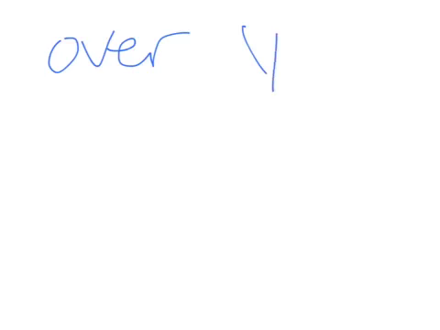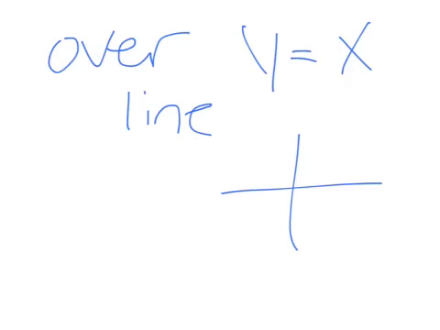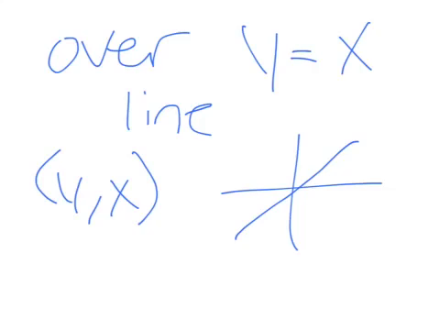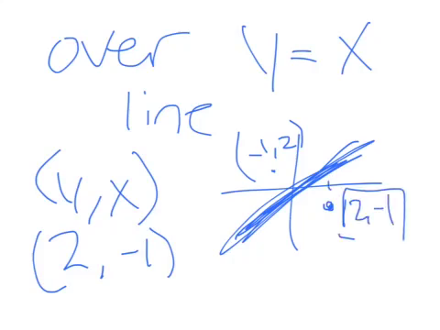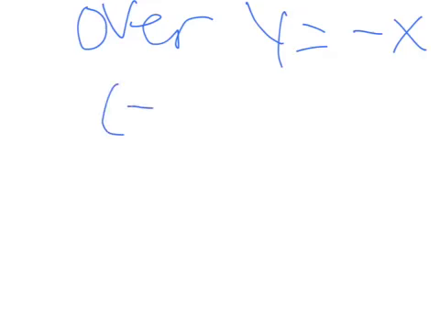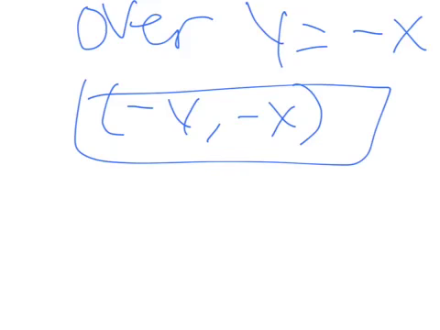Over the y equals x line, you know that you're trying to get over this line. You would use y, x. So if you have the point negative 1, 2 that you want to flip over this line right here, you would simply plug it in, so it would be 2, negative 1, and your new coordinate would be right here. Over y equals negative x, it would be the same thing except with a negative on each one.